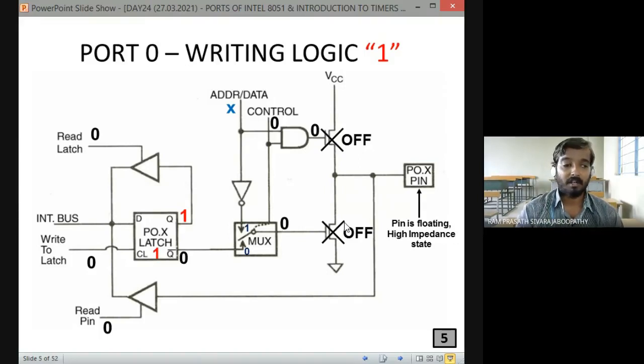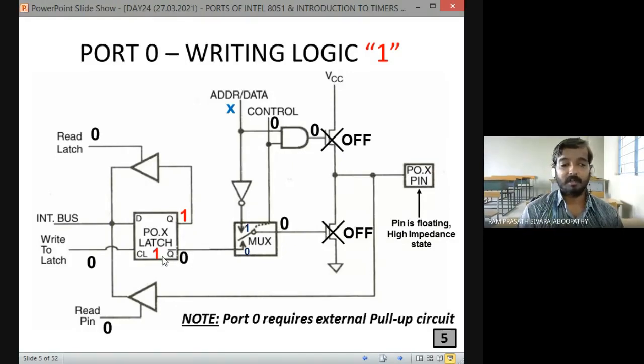Fine. What logic have we written in the latch? 1. What logic must we get at the pin? If we write 1, we must get 1. Correct? So for that we are now going to add an external circuit. In the previous class itself I have told you. We have to put an external circuit so that we can keep the pin at logic 1.